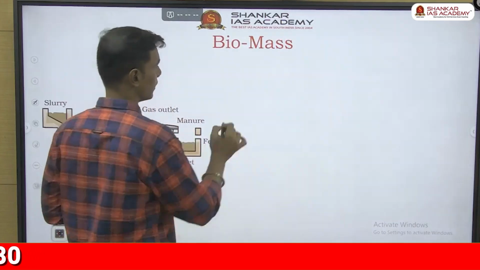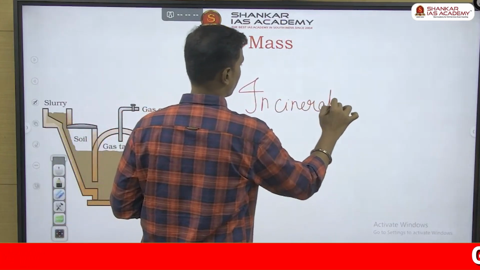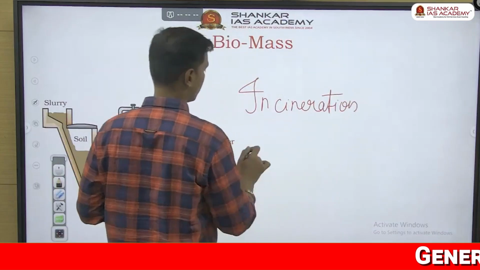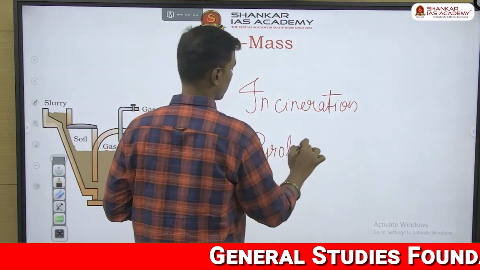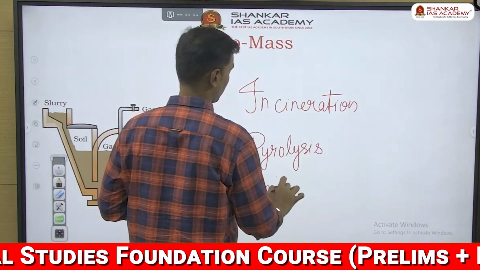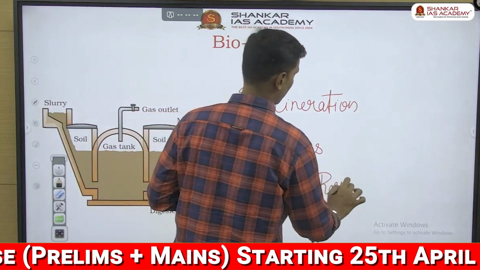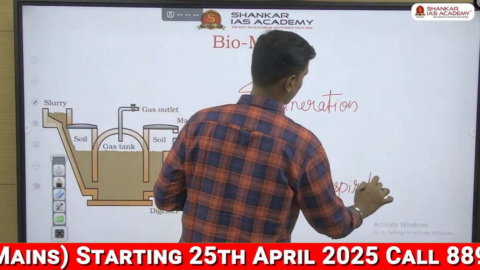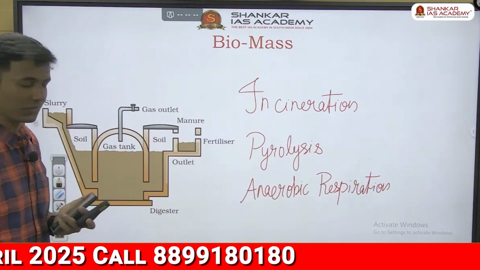Three important methods. First is incineration. What does it mean by incineration? Burning something is called incineration. And then you have pyrolysis. What does it mean by pyrolysis? Heating without oxygen. And then anaerobic respiration. These are the three common methods by which we extract energy from biomass.